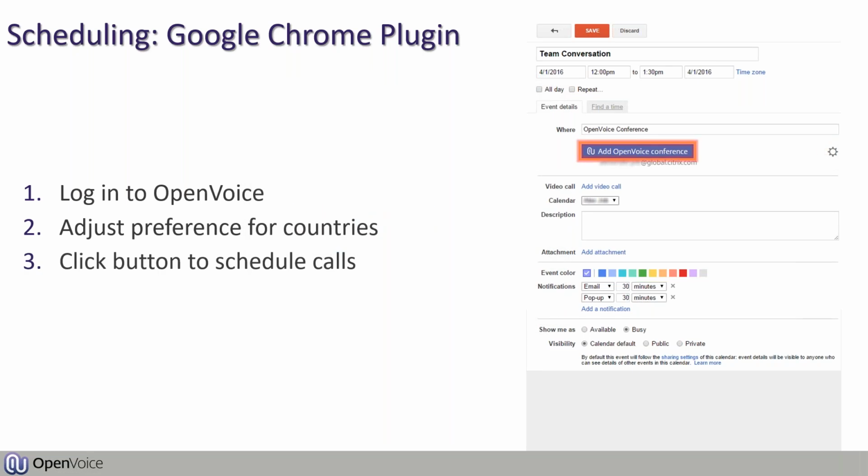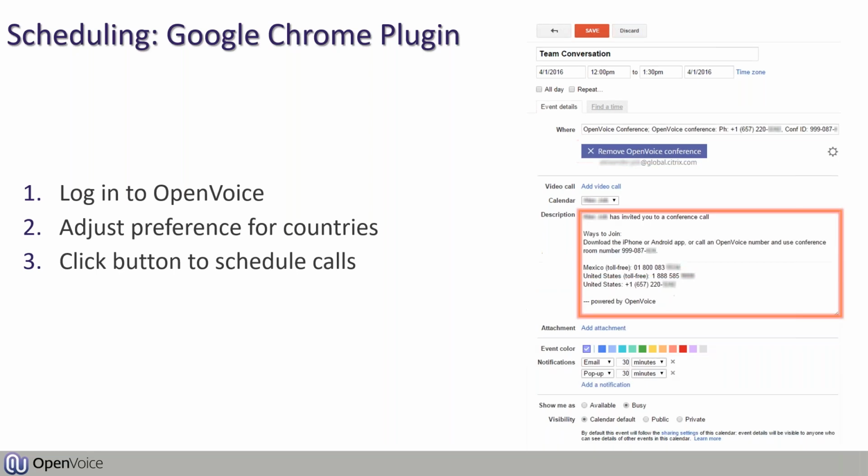As needed, you're going to click the Add OpenVoice Conference button in any invite. This will automatically populate the OpenVoice conference information within the Where field and the Description field. Then you can use the Add Guest entry to add your participants and click Save to send your invite.